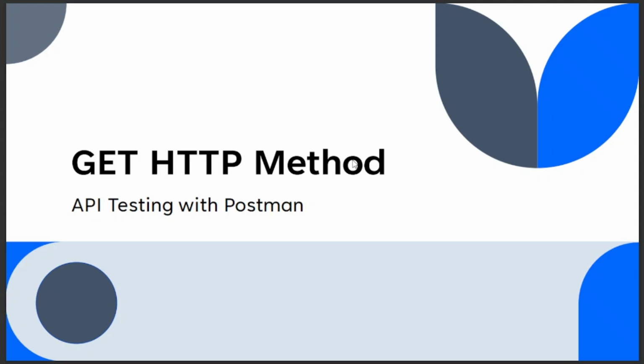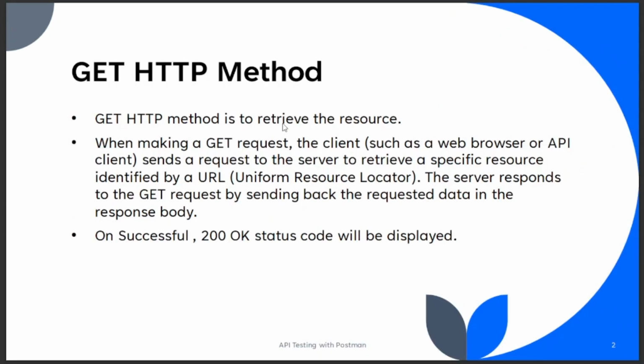So in this video we are going to look at the GET HTTP method. GET is used for retrieving a resource. If anything is present on the server, first of all you need to locate it, right? For that you need a URL, uniform resource locator. Once you have a URL which uniquely identifies that particular resource on the server, you can associate this URL with the HTTP method. The HTTP method that we have is GET.